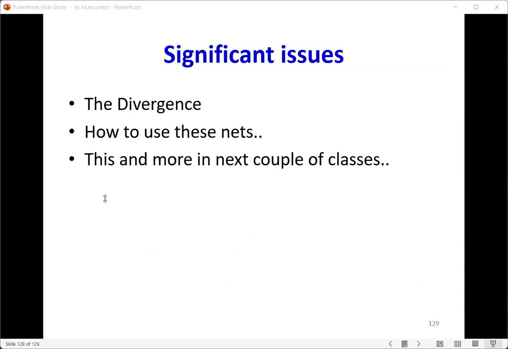So we've covered the basic idea of recurrent neural networks. The big issue is, how do you compute this divergence between sequences? And how do we use that to train the network? How do we use these networks in general? What can they do? This and more in the next couple of classes after the break. I'll stop here. Any questions?